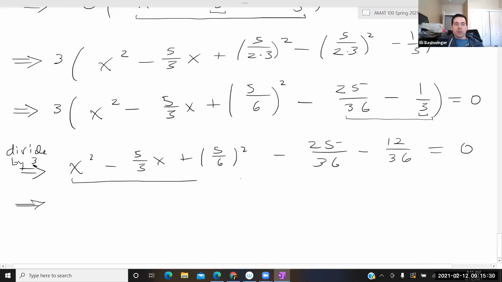So this term right here, we can factor this. And it's always going to be the case that this term is x minus the thing in the parentheses squared. So if you do that, or if you FOIL this, you'll see that those two things actually equal each other. And then we can combine these two, and so you get, what do you get, 37 over 36, I guess.